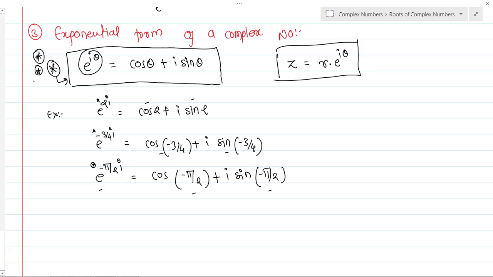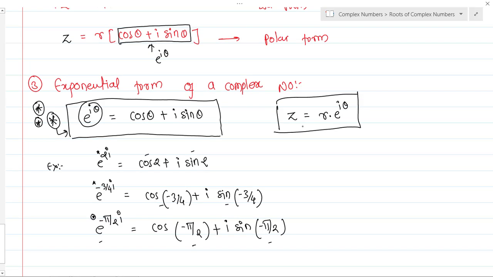Standard formula. So with the help of this standard formula, I can represent the given complex number as z is equal to r into e raised to i theta.